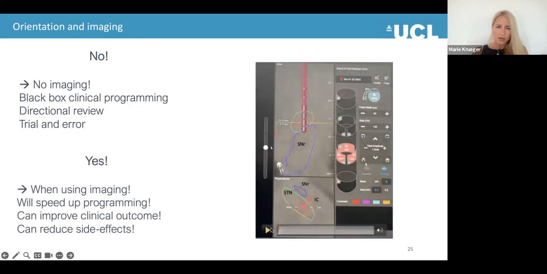Because if you have an electrode here and you have a side effect, like a capsule side effect, all you have to do is do a few clicks to steer away from it. But of course, you need to know exactly how the lead is oriented. Otherwise, there's no point. And actually, if you're not sure, it'll confuse you more than it'll help you.